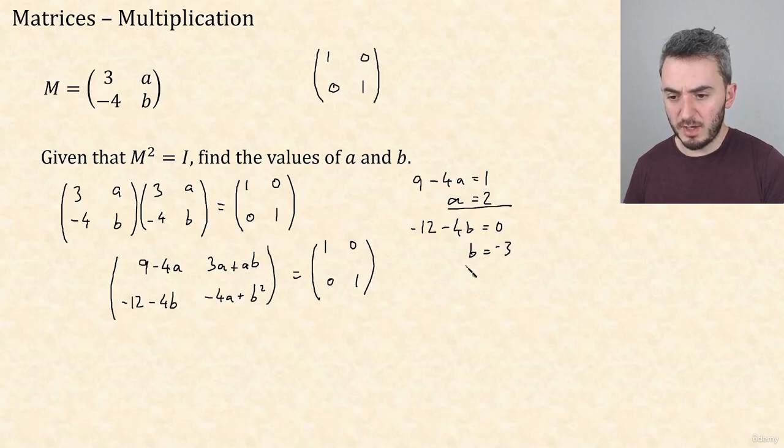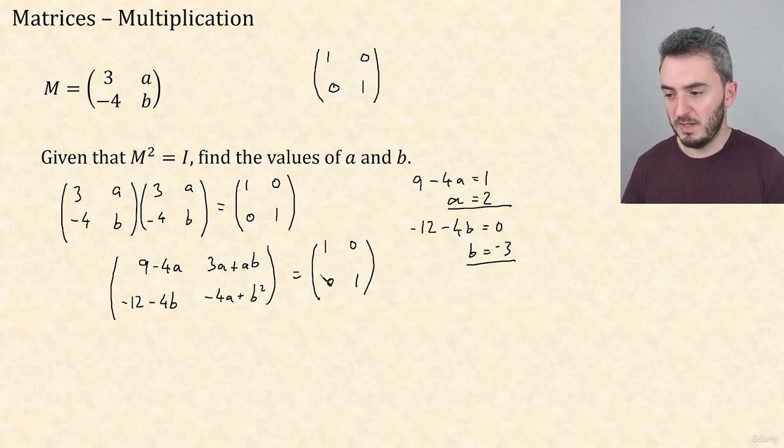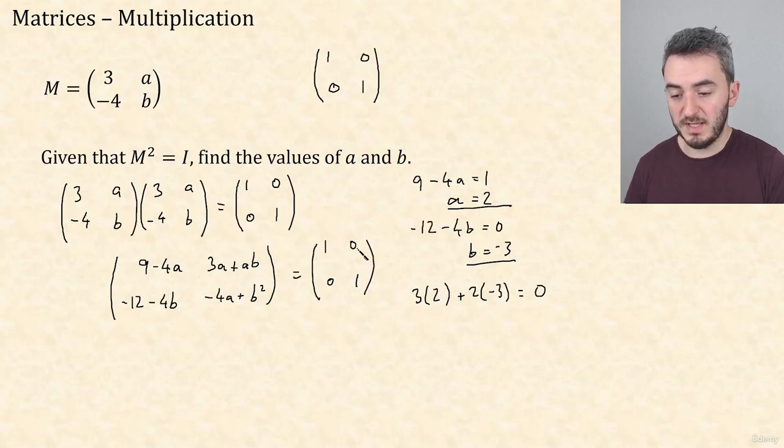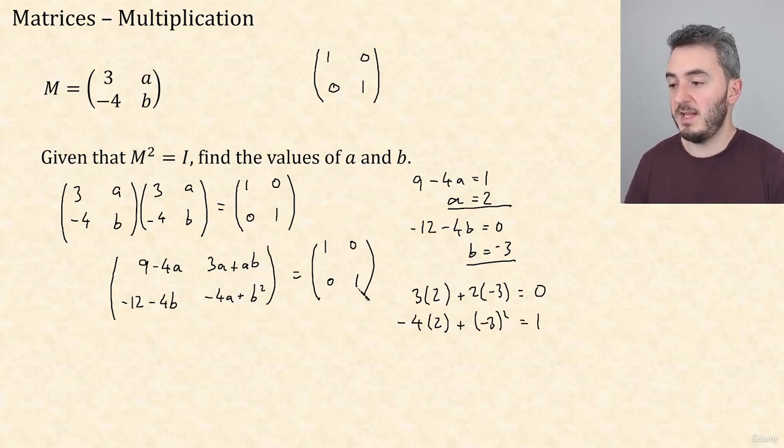So we seem to have our answer, but we should just check that the other ones check out, because if they don't, then something's gone wrong. So what is 3a plus ab? Well, 3a plus ab is 6 minus 6, and that's 0. Good, that's the 0 we wanted here. What about minus 4a plus b squared? Minus 4a plus b squared is minus 8 plus 9, which is 1. Great, so that's what we have. So we found out a and b.